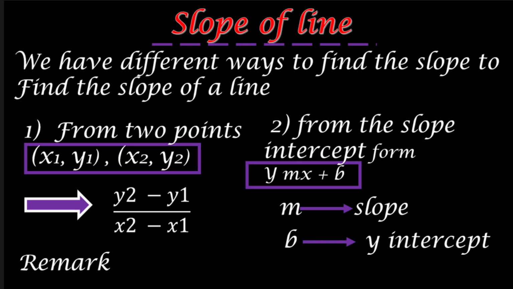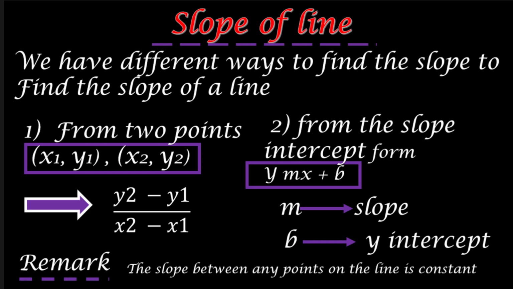Remark: the slope is constant for any 2 points on the straight line. The slope between any points on the straight line is constant. It's a very important note. We will use it to solve many questions on the slope of a line.